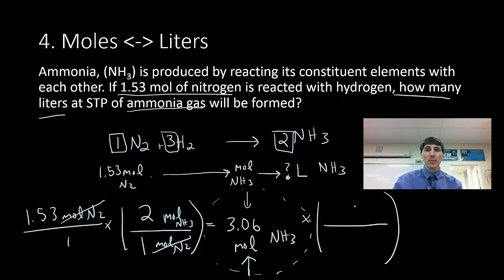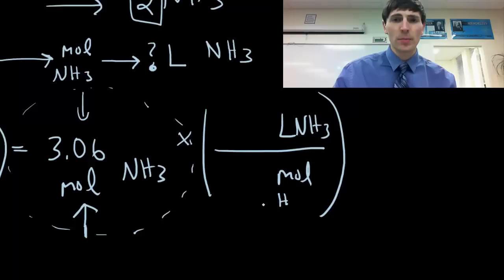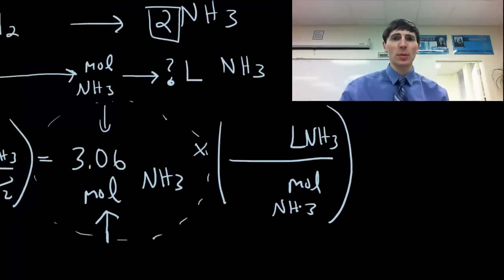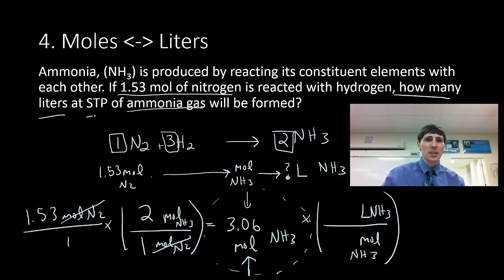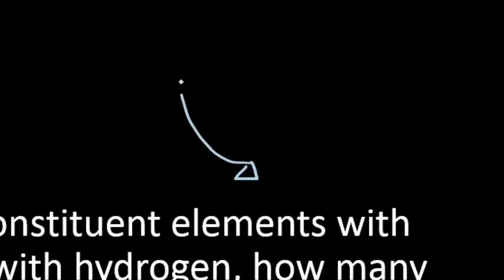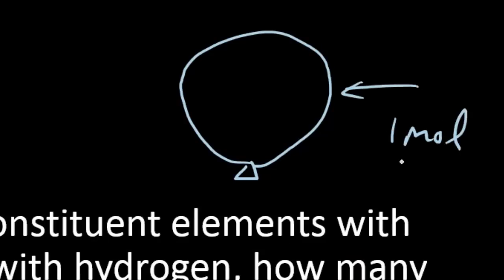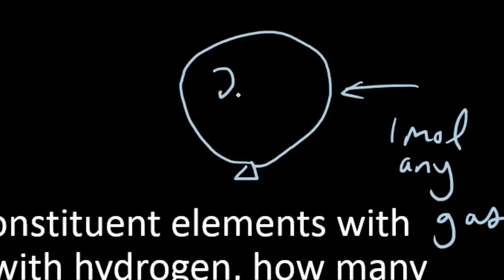So I have my moles of NH3, and so now I need to get to liters of NH3, and I want to get rid of moles of NH3. Okay, so what's the conversion between liters and moles? It says something about STP. When we get to gas laws, we're going to learn that this stands for standard temperature and pressure. So at standard temperature and pressure, if I were to take any gas, and if I had 1 mole of that gas, and I put it in a balloon, okay, 1 mole of any gas, even ammonia, it would fill up a volume of 22.4 liters if it was at standard temperature and pressure, which is 25 degrees Celsius and 1 atmosphere of pressure.